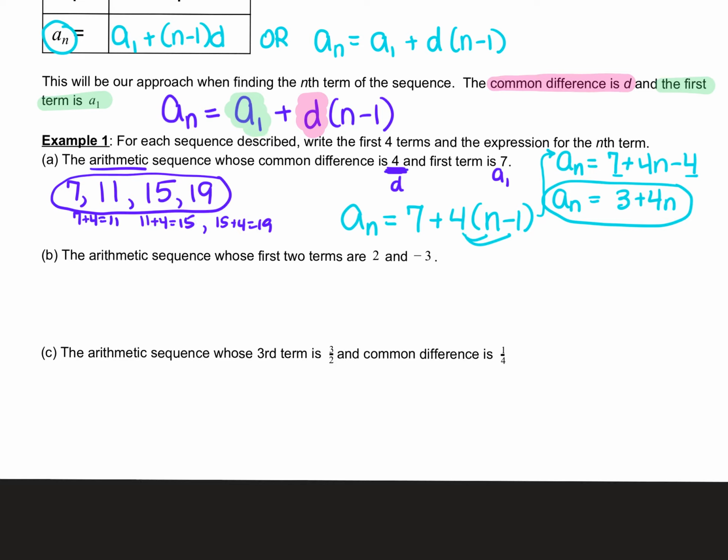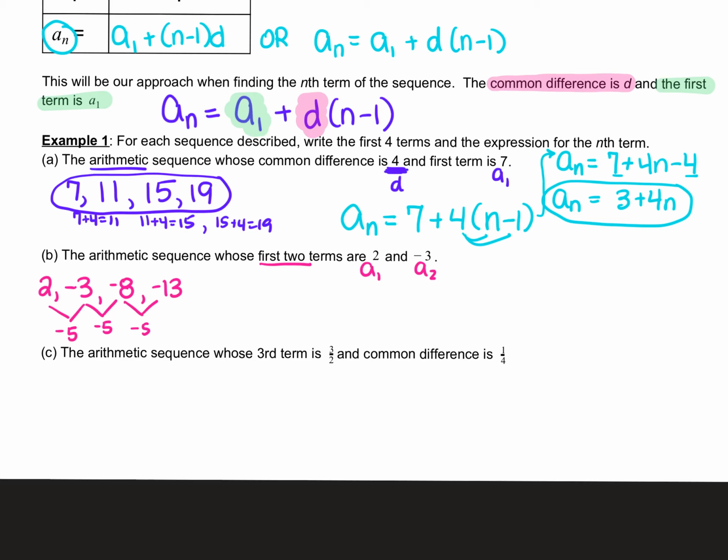All right, so let's go ahead and write out the first few terms of this arithmetic sequence. This time we are told our first 2 terms are 2 and negative 3. So this is a1 and this is a2. So if we were to write out the first 4 terms, we would have 2 and then negative 3. Now, the difference between those 2 terms, to get from 2 to negative 3, we have to subtract 5. So if I subtract 5 again from negative 3, I get negative 8. And then if I subtract 5 again from negative 8, I'm going to get negative 13. So those are the first 4 terms of my sequence.